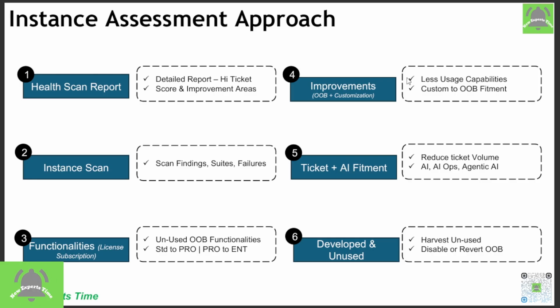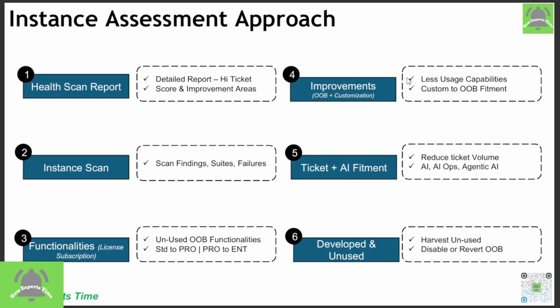Next, improvement area. On the improvement side, you need to identify the less-used capabilities. Something is already available, but very limited people are using it, not many people are using it. At that time you need to put a spotlight: this capability is very useful, but it is not used in our business. Why is it not used? Is any training required, or any customization or other configuration work? You need to do that assessment.